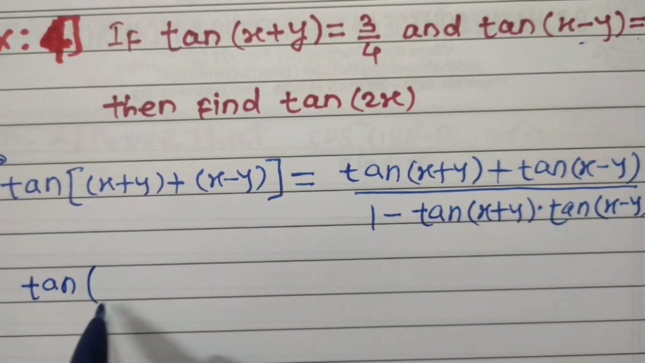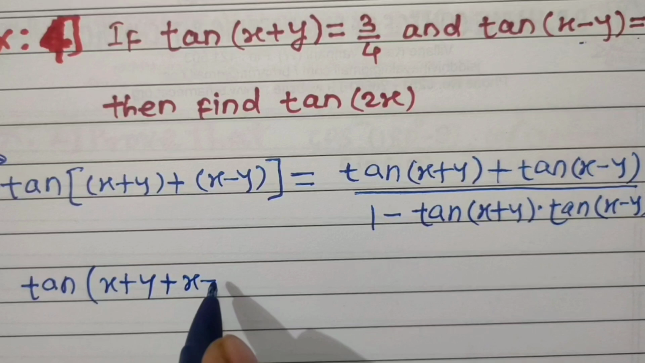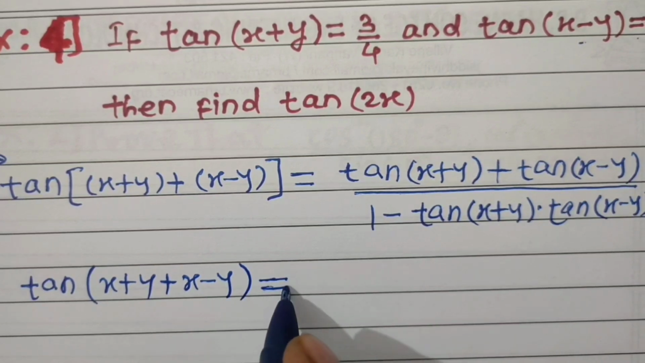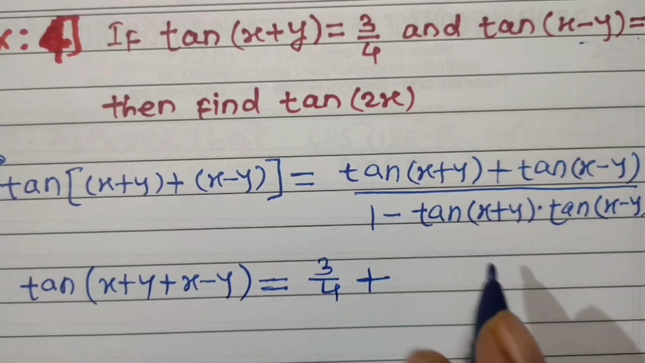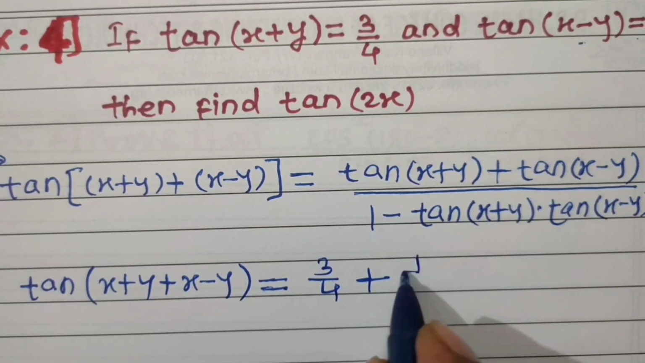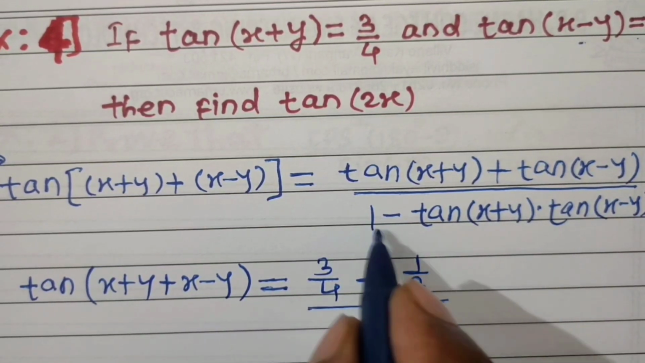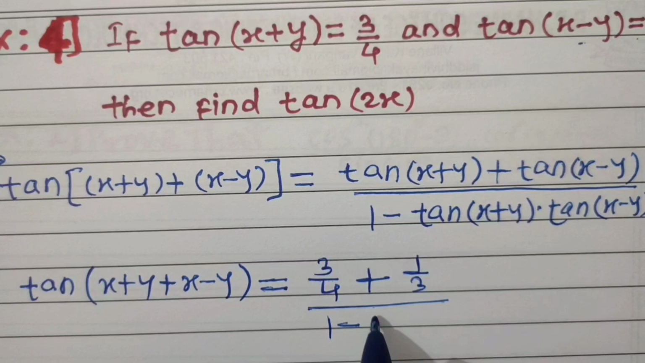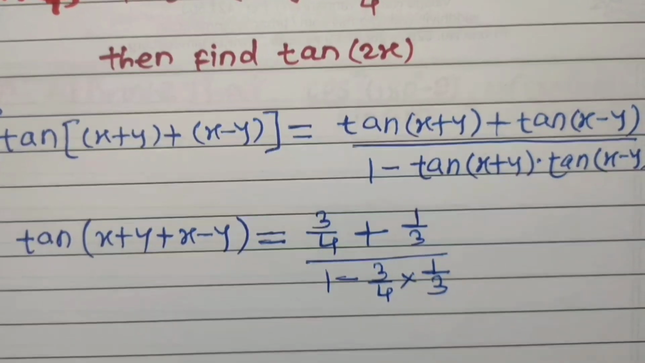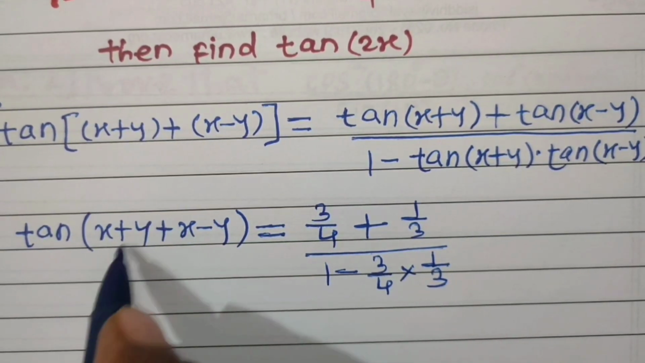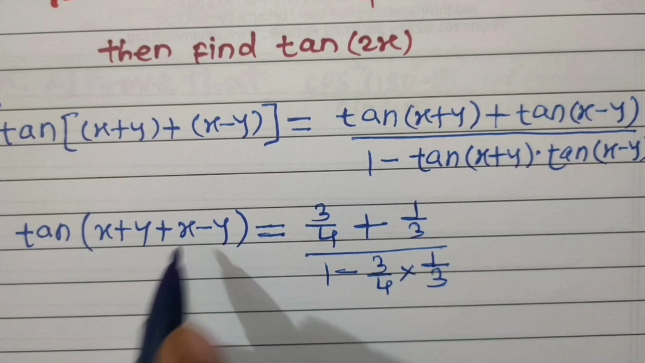Left hand side becomes tan of x plus y plus x minus y, and on right hand side tan of x plus y is 3 upon 4 plus tan of x minus y is 1 upon 3 divided by 1 minus tan of x plus y, which is 3 upon 4 into tan of x minus y, 1 upon 3. Okay, so now we can simplify this. Here plus y and minus y gets cancelled on left hand side.